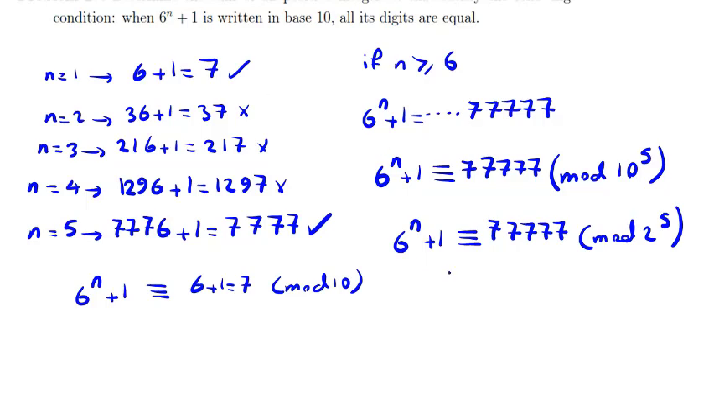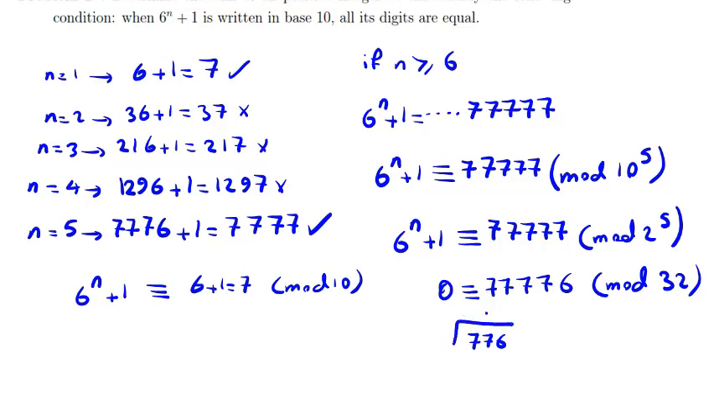And here we can say 6^n, because n is at least 6, is 0. So you write 0 and take 1 to the right hand side, it will be 77776. So mod 2 to the power 5 is 32. So this number should be a multiple of 32. If we check this number mod 8, we should consider only the last 3 digits. 9 times 8 is 72, and it's 56. So it is a multiple of 8, and it should also be a multiple of 32.